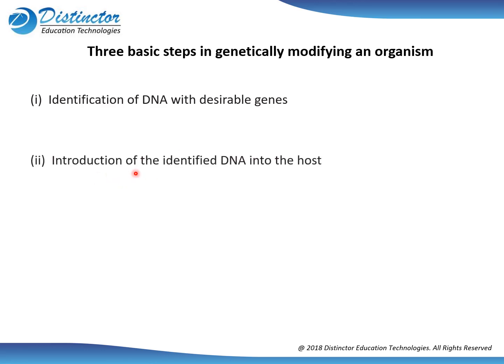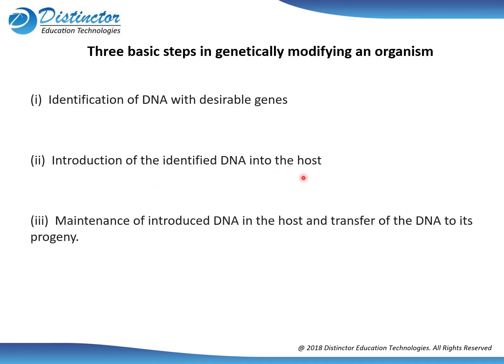Then we are going to introduce the identified DNA into the host cell. By using a vector we are able to introduce the identified DNA into the host body. Then we need maintenance of the introduced DNA in the host and transfer of the DNA to its progeny. So once it is introduced into the host, it starts to replicate, and then it is able to produce more progeny. So these are the three basic steps involved in genetically modifying an organism. So this is how GMOs are produced.